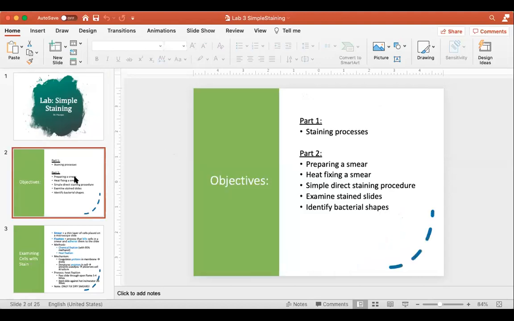So what we're going to be doing this afternoon is we're going to first just talk about staining in general, a little bit of the science behind staining, and there are some vocabulary terms that we need to learn today. And then in the second part, I'm going to show you how to prepare what's called a smear, how to heat fix it, and how to do a very simple, what's called direct staining procedure. And then we'll spend a few minutes towards the end of class today looking at some slides with bacteria on them that have been put through a simple staining procedure. And we can practice identifying the shapes of bacteria.